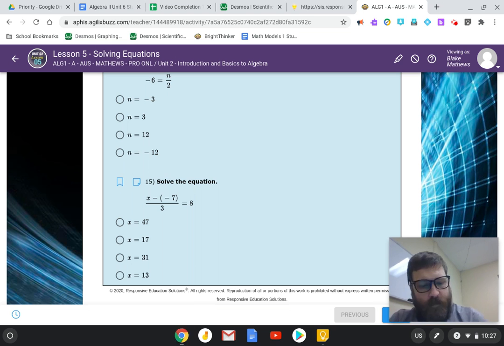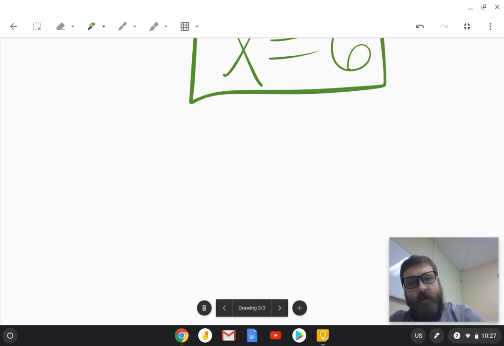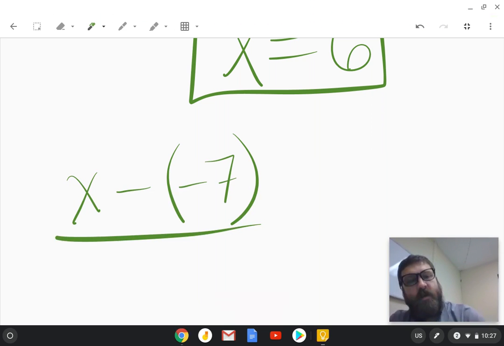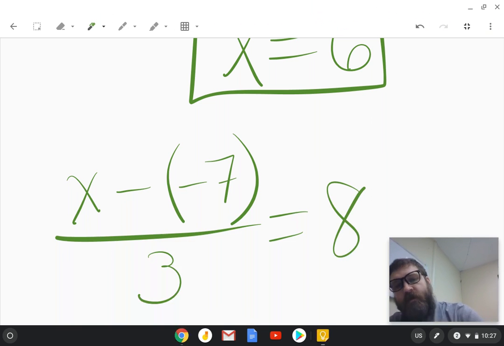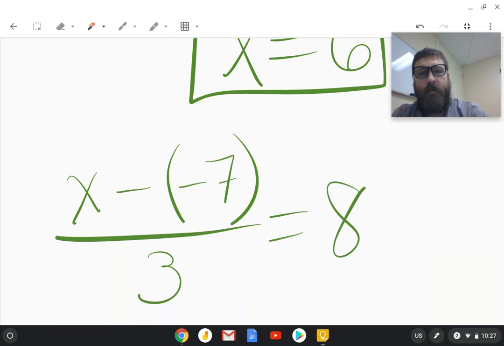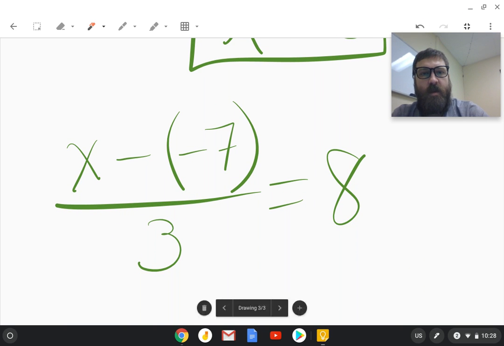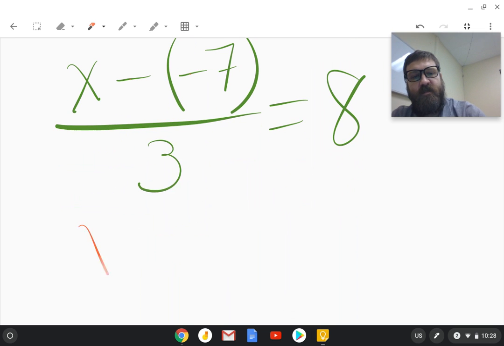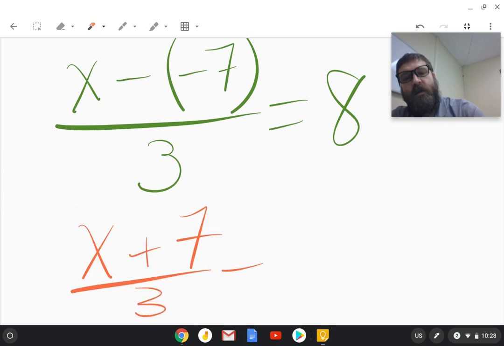But let's say x minus negative 7 divided by 3. X minus negative 7 divided by 3 equals 8. This is kind of a weird problem. I'm not really sure why they're throwing this in there, but it is a little bit of a confusing thing. But what you need to understand here, this is kind of a key idea, is that if you subtract a negative, it's just the same as saying x plus 7 divided by 3 equals 8.